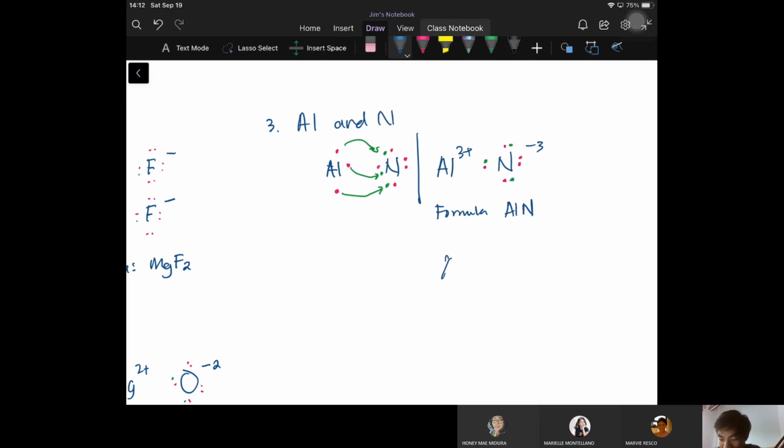Kapag nag-criss-cross, di ba? Last time, gawin uli natin yung ginawa natin. Yung 3, ginagawan subscript ni N. Yung 3, ginagawan subscript ni aluminum. So you have Al3 and N3. Again, if the subscripts are the same, you reduce it, no? AlN na lang. Aluminum nitride, no? So yan.